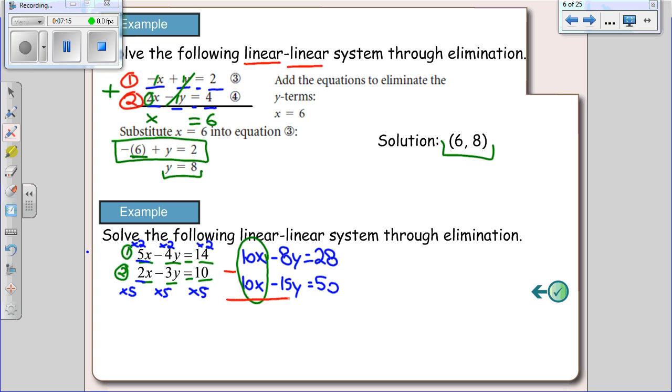10x minus 10x is going to cancel out. Negative 8y minus negative 15y. So if I'm minusing negative 15y, it's really like I'm adding 15y. So I have 7y's equals 28 minus 50, which is going to give me negative 22.